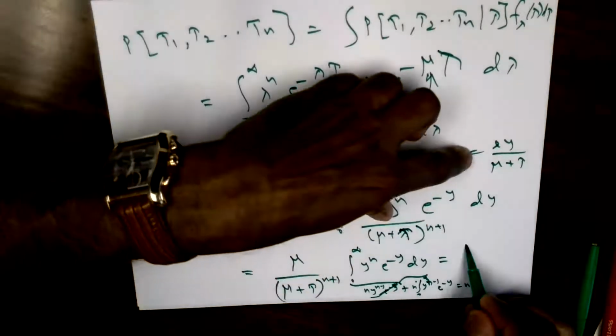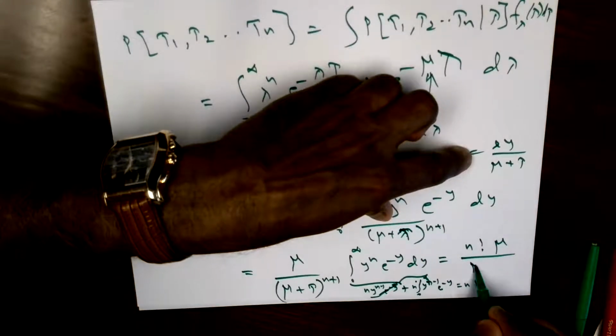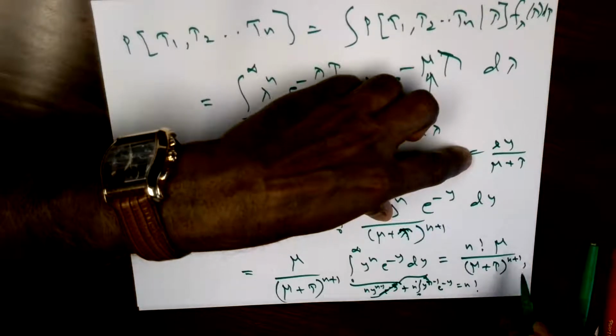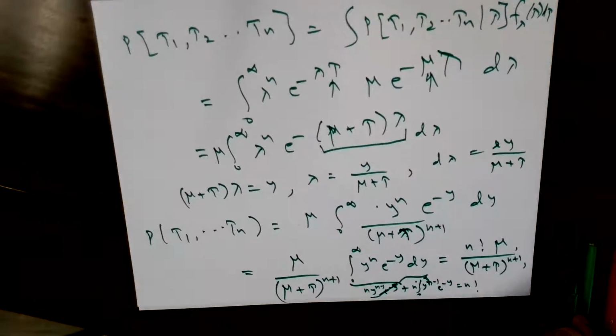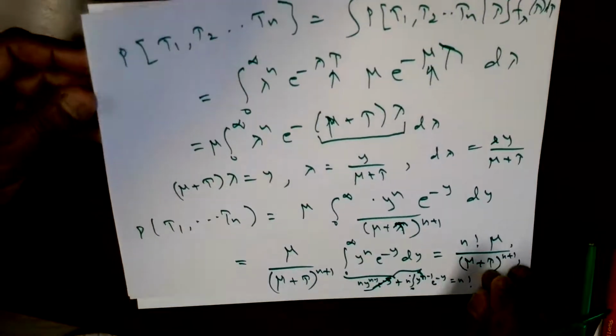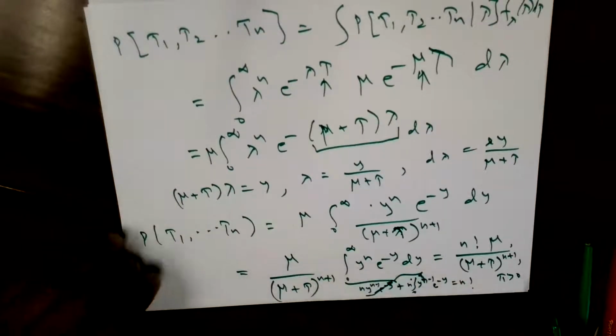So the total answer would turn out to be n factorial mu over mu plus tau to the power n plus 1, for tau 1 positive, tau 2 positive, etc. So that's the unconditional density function of tau 1, tau 2, etc., tau n. So this is for each tau i positive.